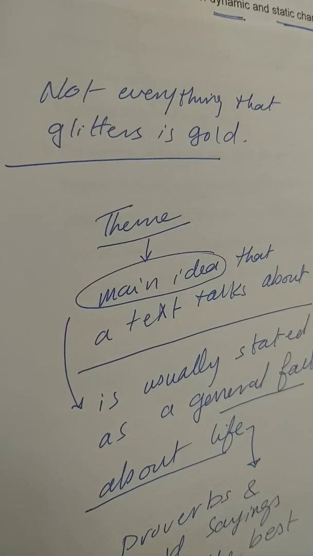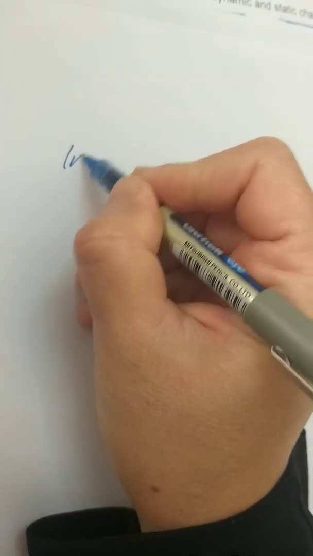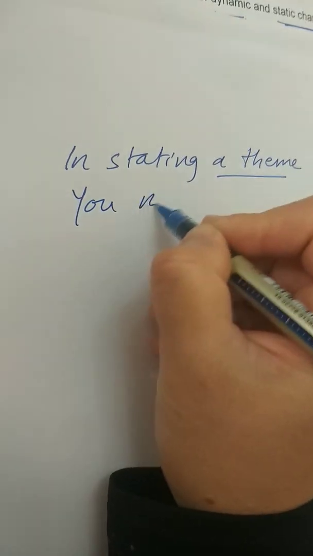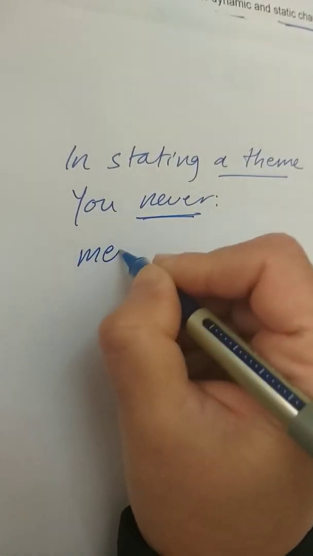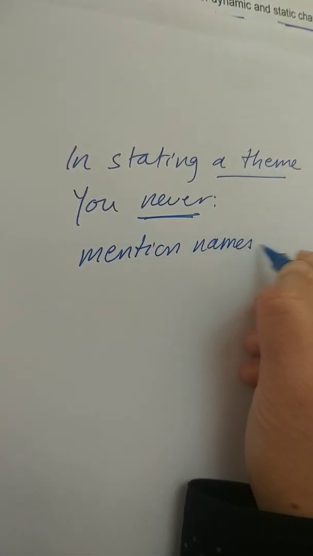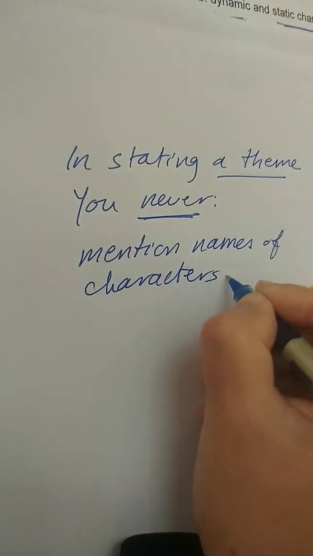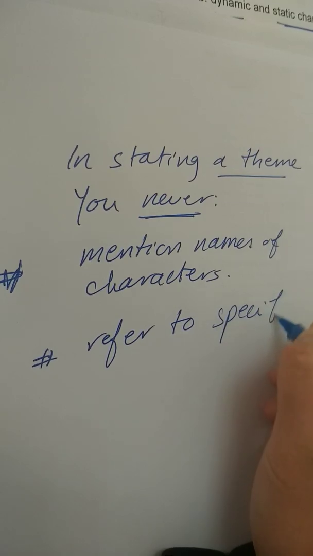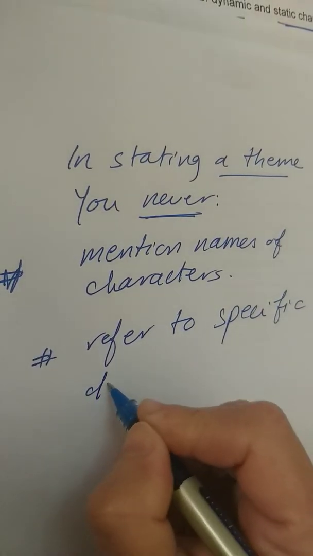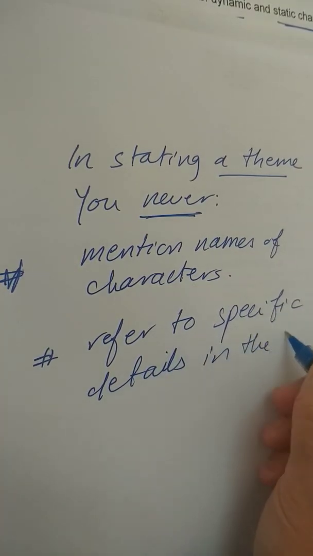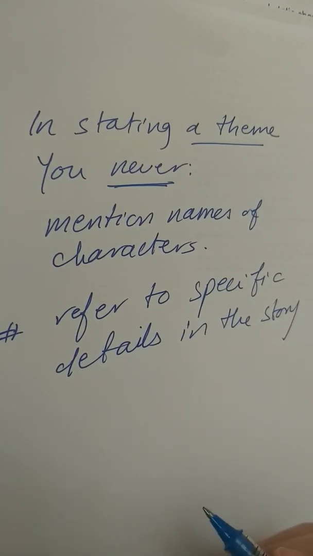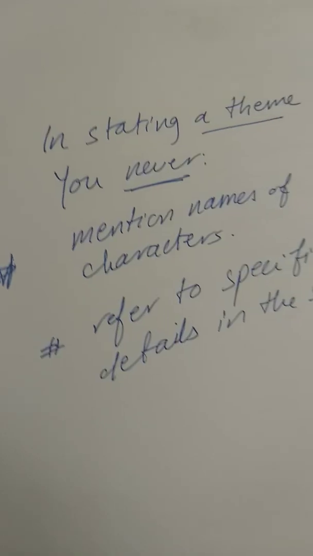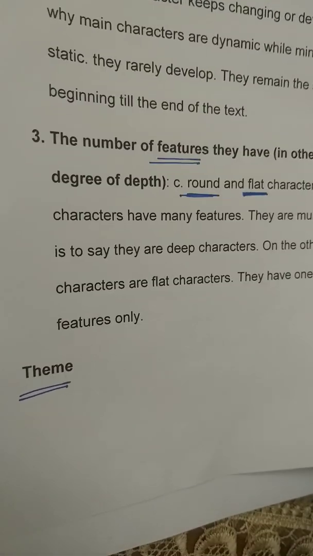Now, again, let me just emphasize the earlier point that theme in stating, يعني, when you state a theme, when you try to tell me what the theme of the story is, you never, remember that, you never mention names of characters. This is one. Okay? You never refer to specific details in the story. Okay? So a theme must be stated in general language. You have to state it as a general idea. Okay? Now, this part on theme is also available on the files I have uploaded for you.